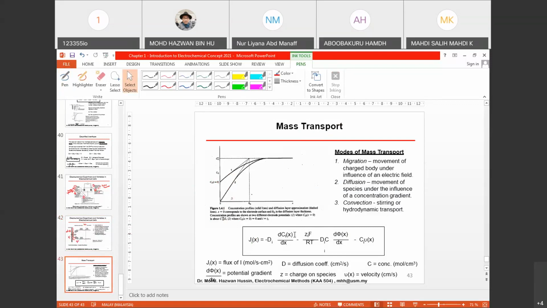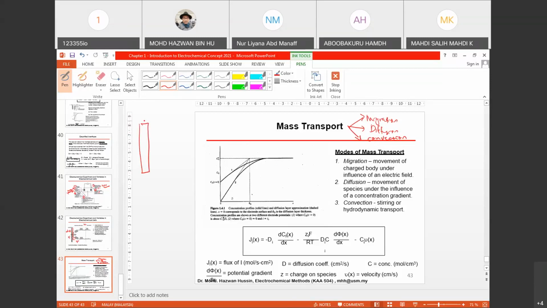So mass transport can occur via three important methods. This is also important for you guys to remember. For mass transport, first is known as migration, second is diffusion, and finally convection. So the process that occurs first is known as migration.